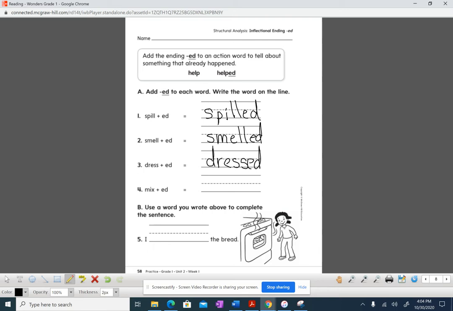Number 4 is mix plus ed equals mixed. We mixed the paint to get a new color, mixed. So let's write it. Okay.